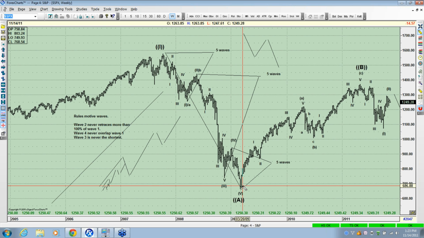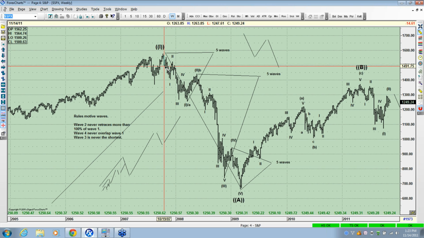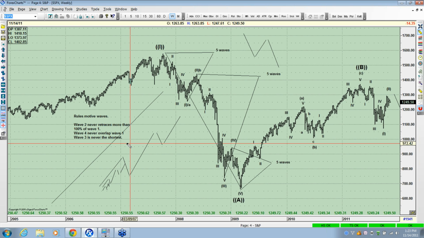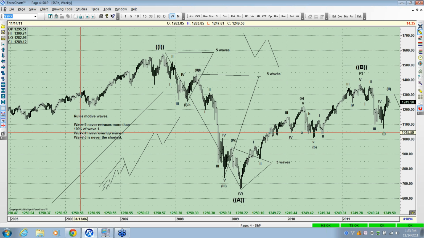Modus waves are based on 5 ways. 3 ways are in pause or in favor of the trend. 2 ways are corrections against the trend. And in general, each cycle, from the minute to the highest cycle, needs to have the same rules. Wave 2 never retraces more than wave 1. Wave 4 never overlaps wave 1. Wave 3 is never the shortest.